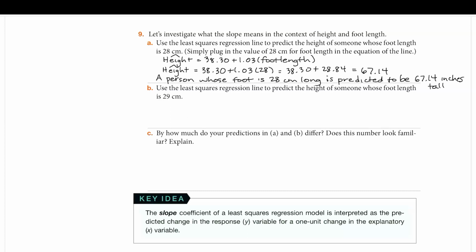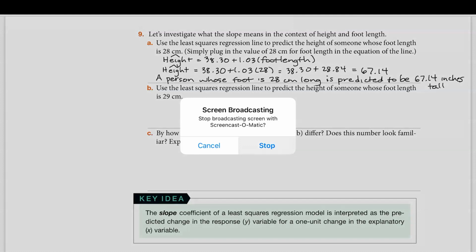Okay, then part B, use the least squares regression line to predict the height of someone whose foot length is 29 centimeters. And then part C, by how much do your predictions differ? In other words, subtract them. So I'm going to stop this video here and ask you to complete those for yourself, and then go to the next video and see how you did.